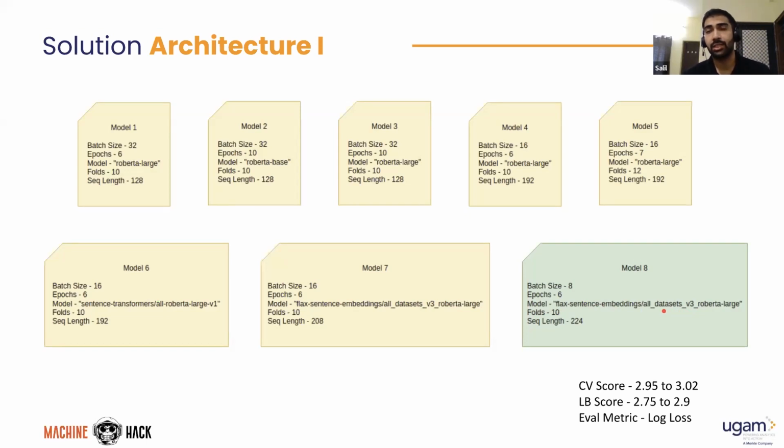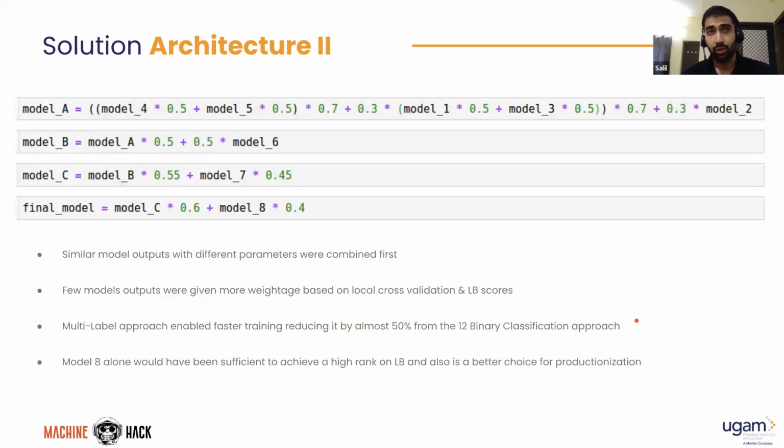So Model 8 itself was strong enough to get a good rank, even if I had not done a blend of all these 8 models later on. Finally, I did a blend of all these models. On face value, it looks a bit complex in the sense of how I arrived at this kind of a blend. But given the fact that these models were not available to me at once, these were iterative over multiple weeks, like 2-3 weeks as the competition progressed.